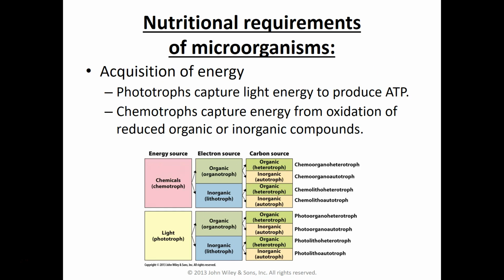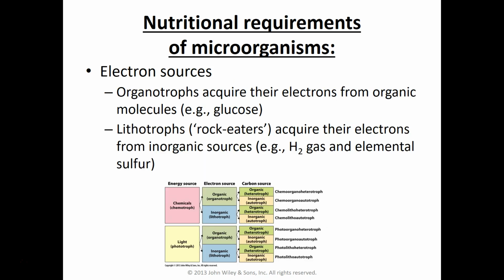So, as I said, photo means light energy. Chemotrophs means chemical energy. Where they're getting their electrons determines what type of chemical energy, whether it's organic or inorganic. So you don't know unless you know where they're getting their electrons from. So those two are linked, to a certain extent. All right, so there's your rock eaters, inorganic sources, so hydrogen gas or elemental sulfur, things like that. Organic molecules are things like glucose, like what we eat, would be an organotroph.